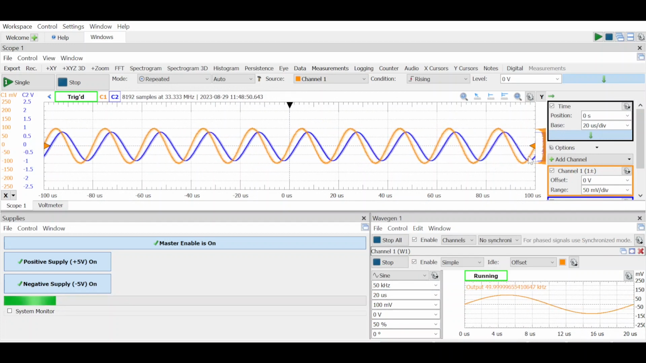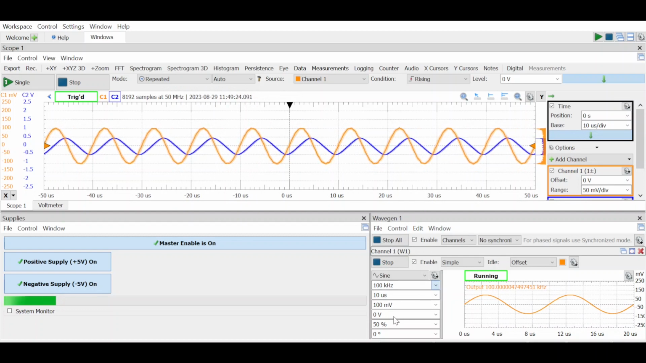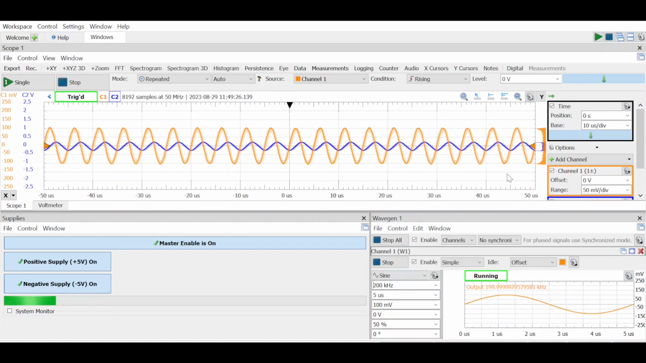50 kilohertz. It's not looking as good. More phase shift, and we're starting to see that the edges are not quite sinusoidal. That should be much more apparent at, say, 200 kilohertz, and even more so at higher frequencies. Again, significant attenuation, and the output is not a faithful reproduction.